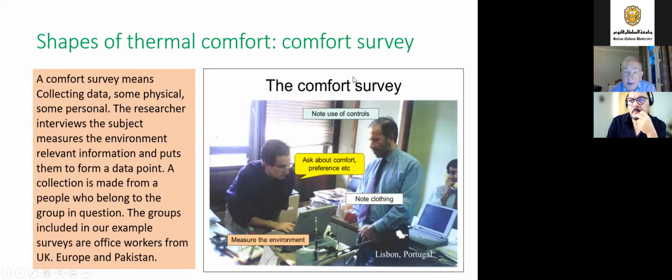And this is a fairly normal sort of comfort survey. You ask people how they feel, whether they would prefer to feel warmer or cooler, and so on. You'd find out what clothing they're wearing in order to be able to put that into your measurements. You should also notice whether they've used controls. I mean, here they have the blinds down, a bit of window open, and then you measure the environment.